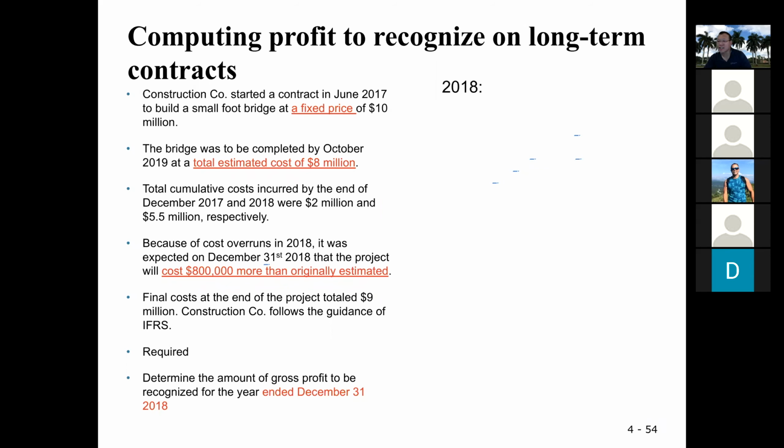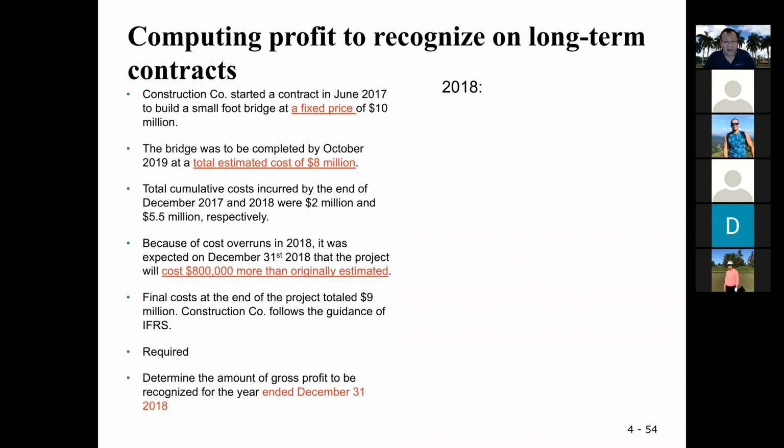Corporation started a contract in June 2017 to build a small footbridge at a fixed price of $10 million. The bridge was to be completed by October 2019. Total estimated cost is $8 million. Total cumulative costs incurred by the end of 2017 and 2018 were $2 million and $5.5 million, respectively. Because of cost overruns in 2018, it was expected on December 31st, 2018, the project will cost $800,000 more than the original estimate.